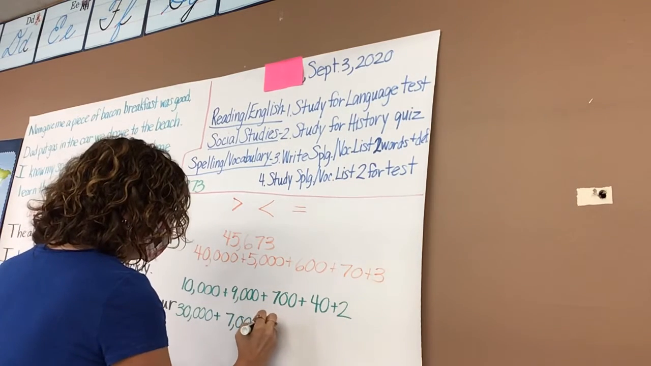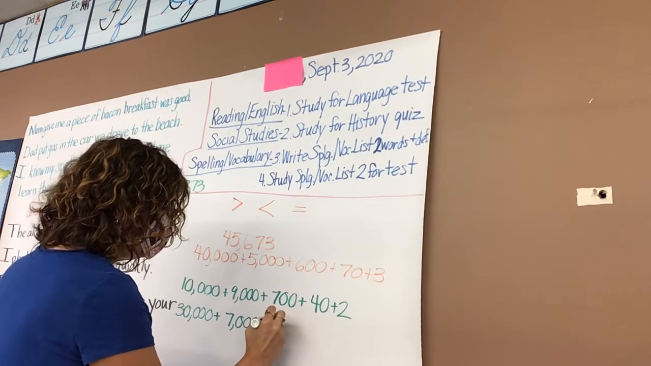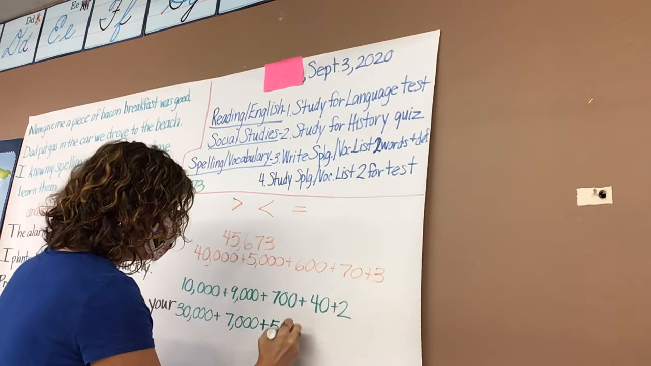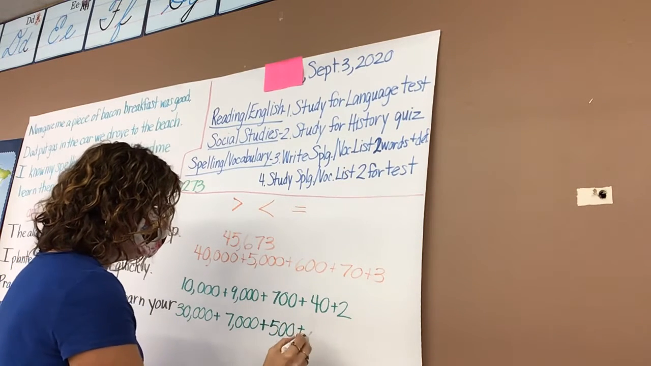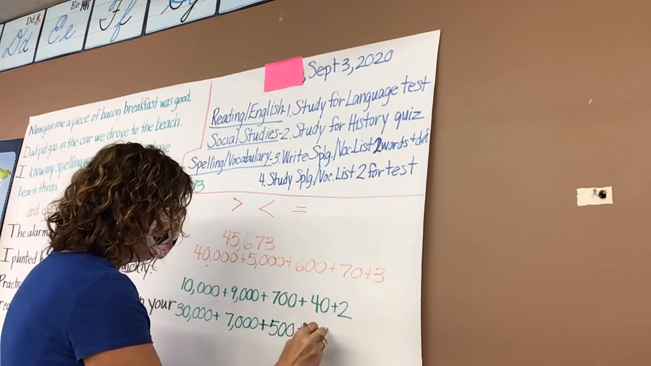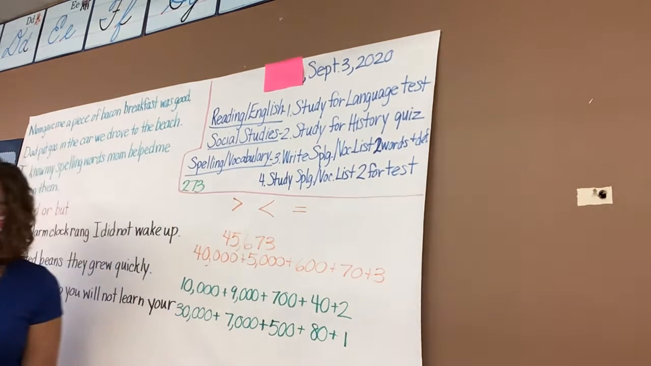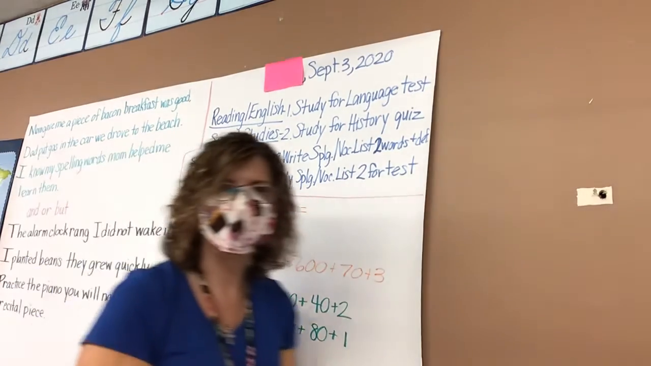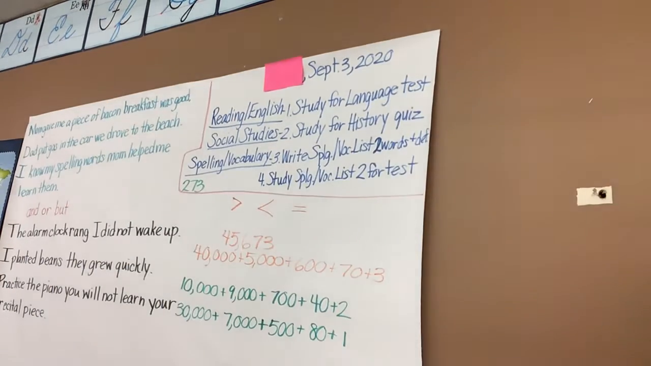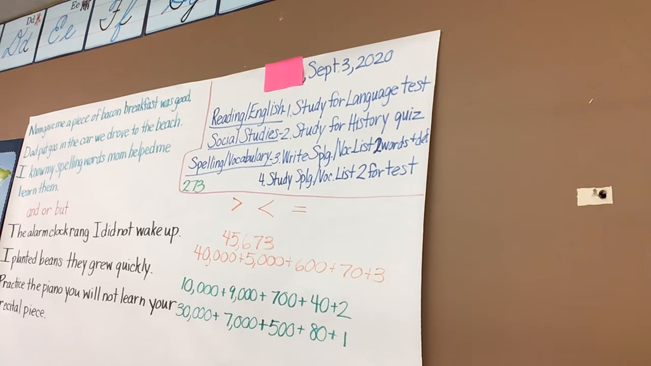All right, what's next? How many hundreds? 5. So put 500 plus, how many tens? 80. 8 tens plus 1. All right, paper over. Again, we're going to do greater than, less than, or equal to. So looking at the first one on the back, we have 4,000. Read them with me, please.